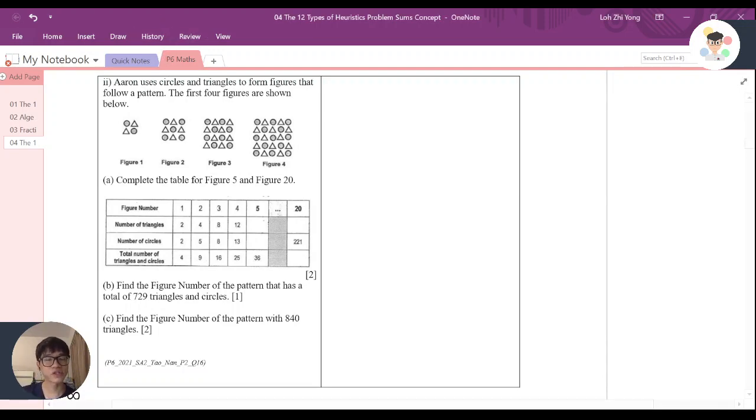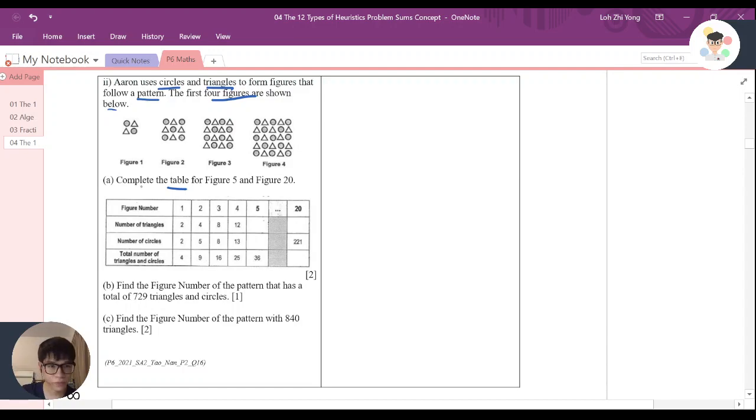Here it says that Aaron used circles and triangles to form figures that follow a pattern. The first 4 figures are shown below. So you can see that the figures are like this, like this, like this, like this. Quite complicated if you want to go and count one by one. But luckily we are given the table, and the table actually gives us a lot of information.